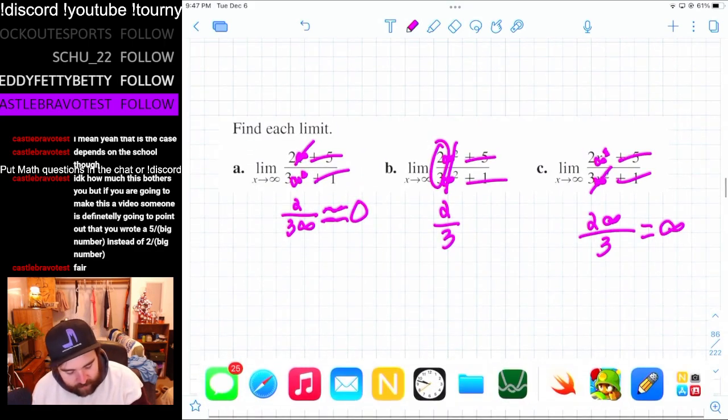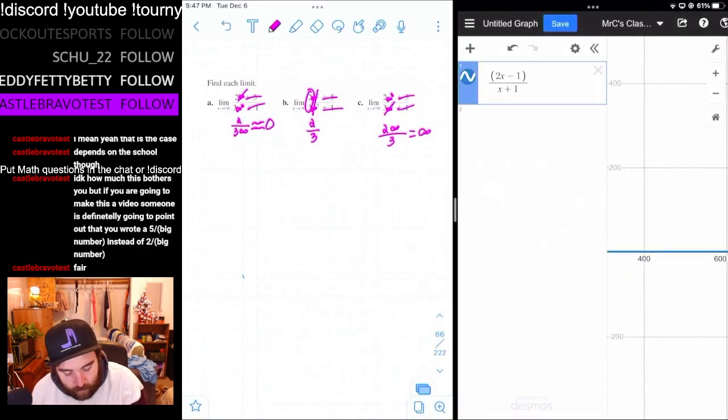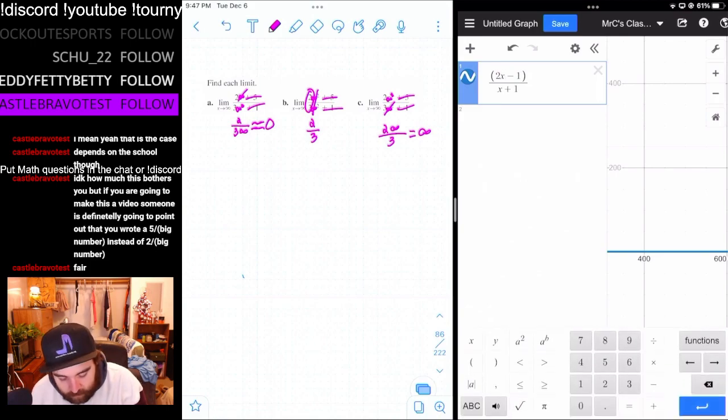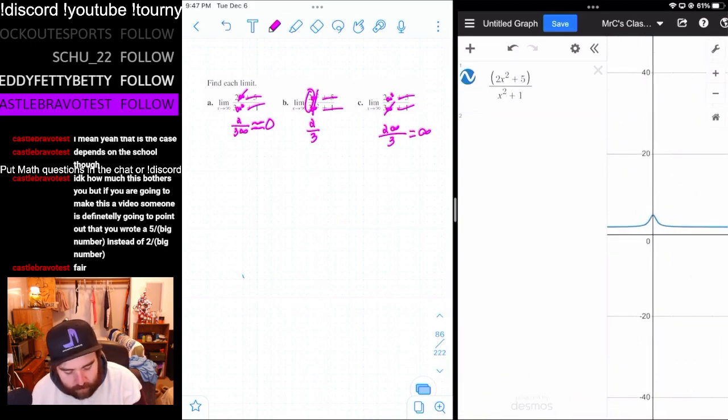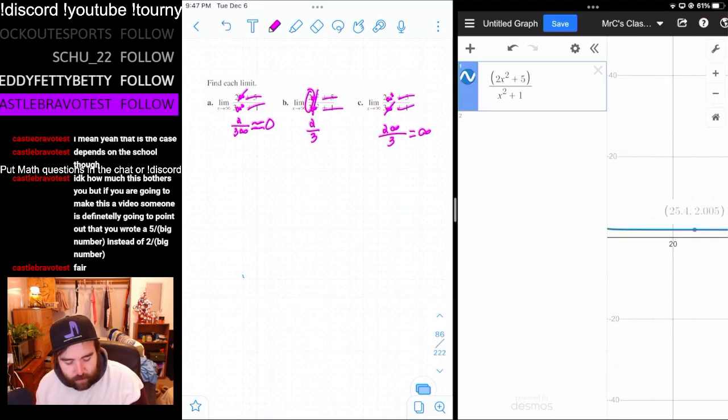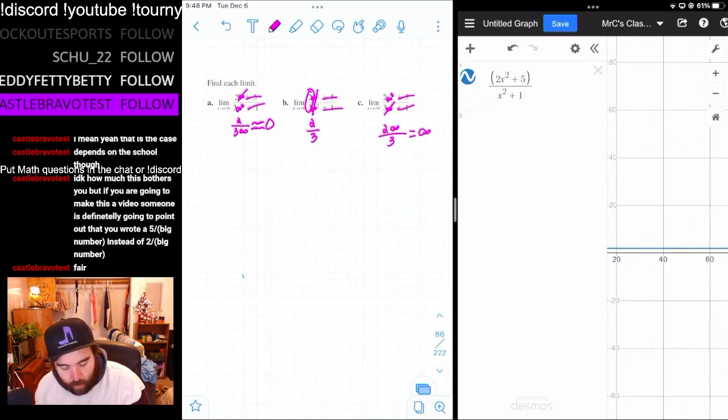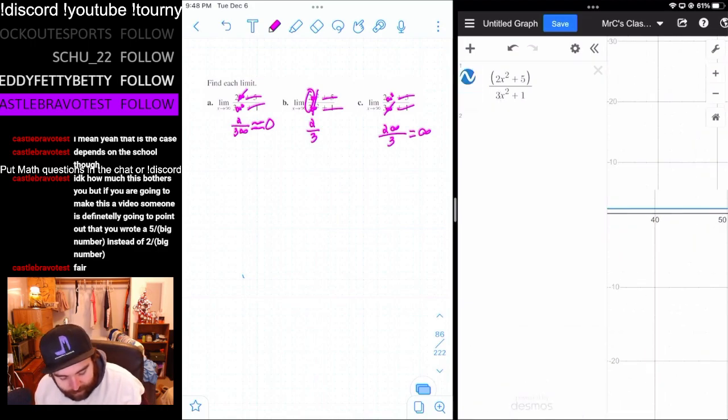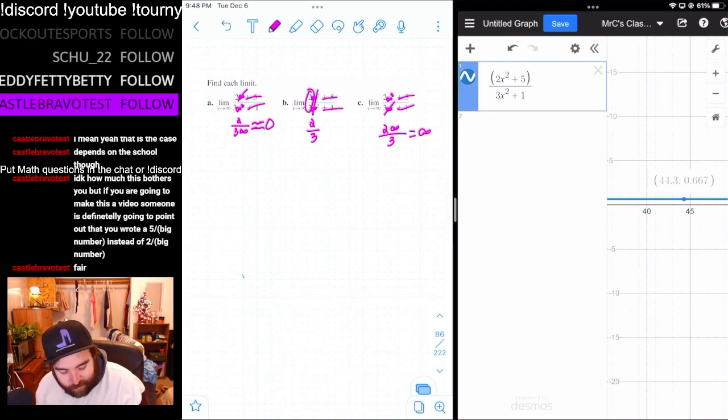And now let's glance at Desmos at all these and see how they go. So I can actually just start with that. So let's go ahead and make it exactly what it is. Plus 5 and x squared plus 1. So that's the middle function. And so see how there, as it goes out to the side, the y value, well, if I put the 3 here properly, the y value gets closer and closer to 2/3, or 0.66666.